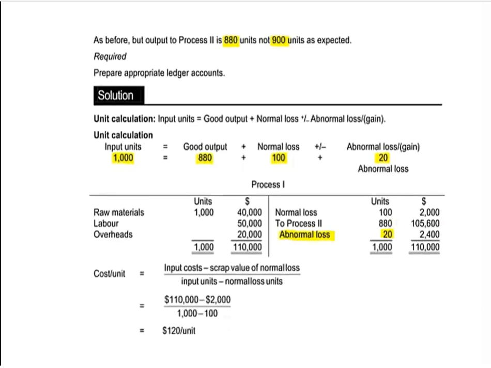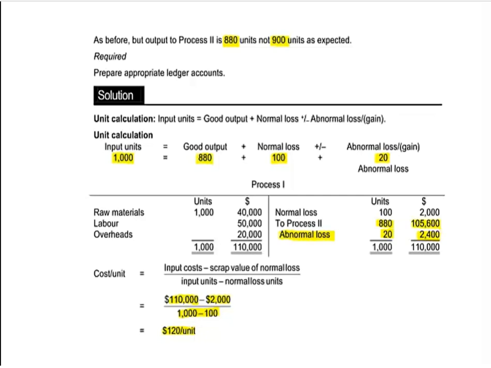Our cost per unit formula also stays the same as it did in the previous example, because it's our input costs less the scrap value of the normal loss divided by the expected number of units of output. But that $120 per unit is for the 880 units, but to make it balance, we also have to value the abnormal loss units at $120.